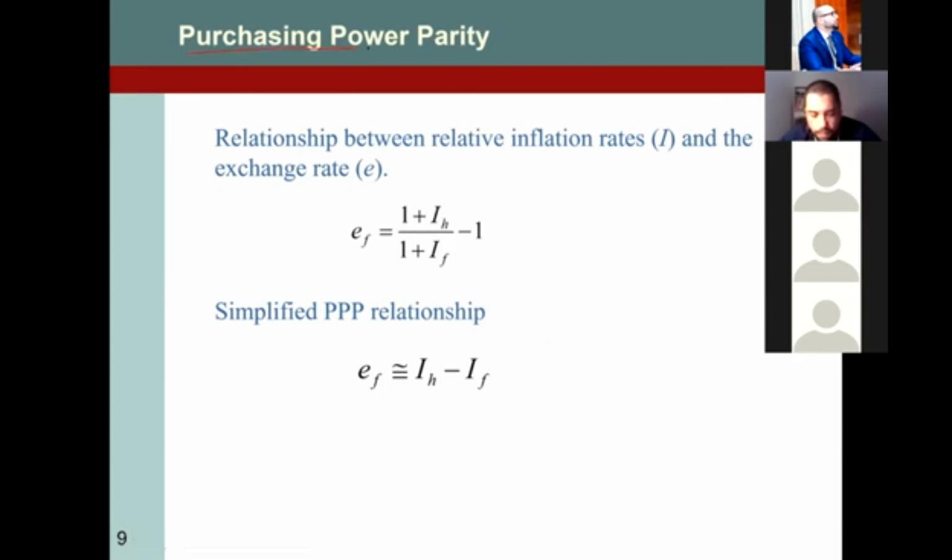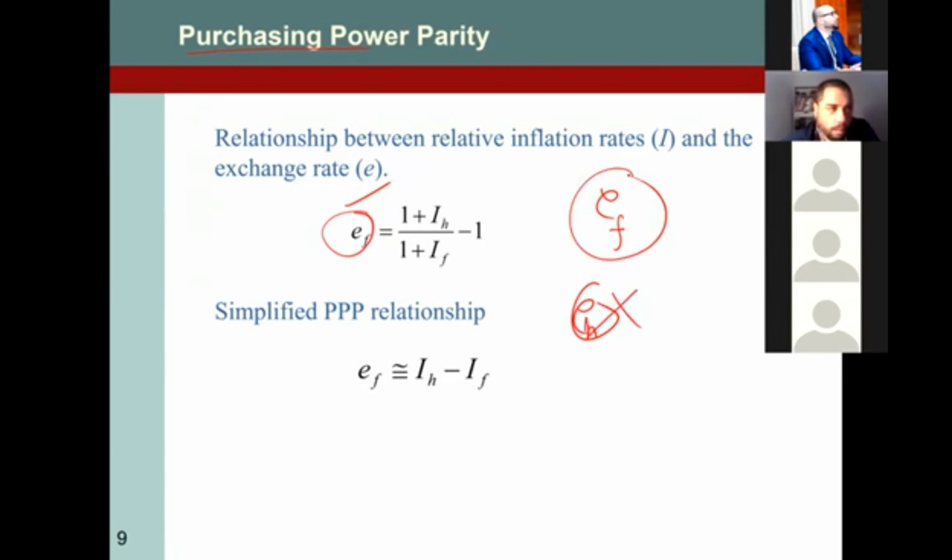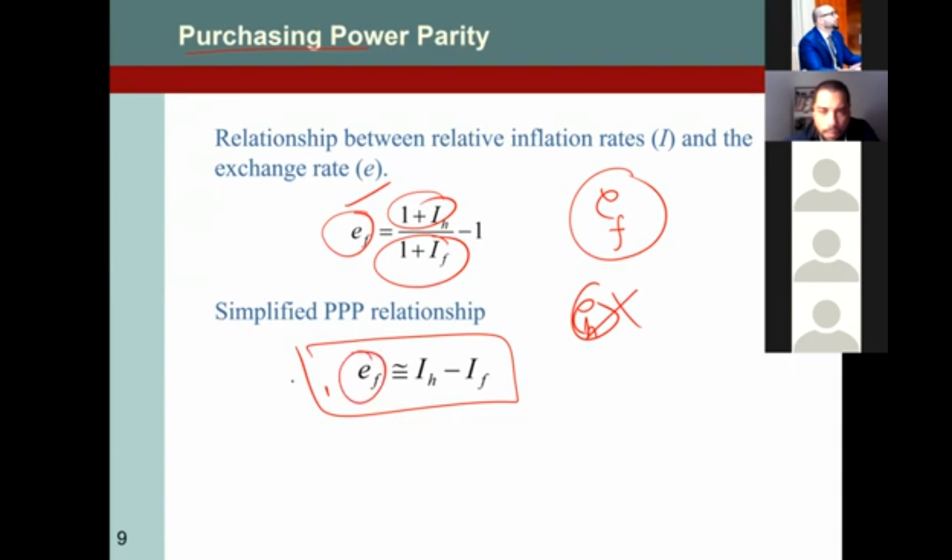And then we talk about purchasing power parity. What does it say? It says the exchange rate. Which kind of exchange rate? The foreign currency exchange rate. Remember, this is EF, not E-home, right? This is EF, which means foreign exchange. The value of the foreign exchange rate increases or decreases based on the difference between home inflation and foreign country inflation. The simplified or approximate PPP relationship is that the foreign exchange rate is approximately equal to home inflation minus foreign inflation. The interest rate parity tells you the forward premium.